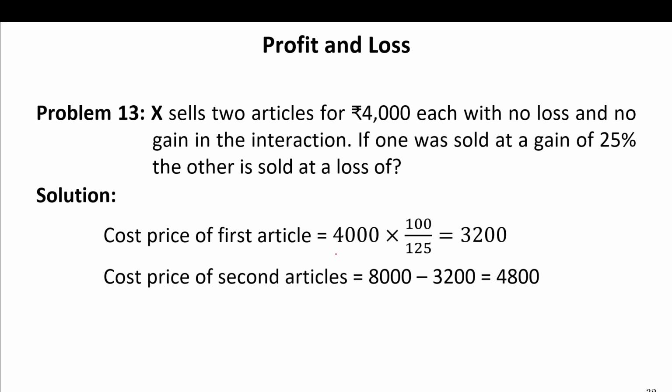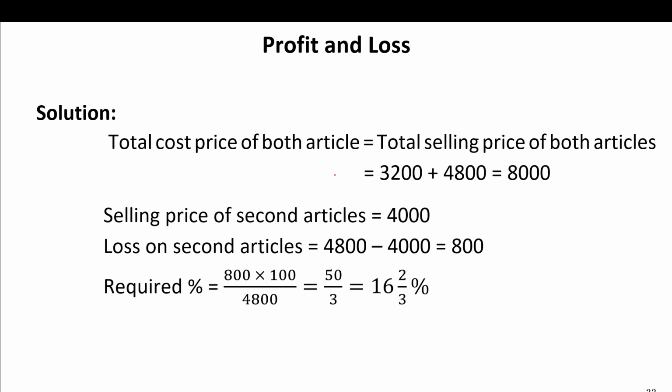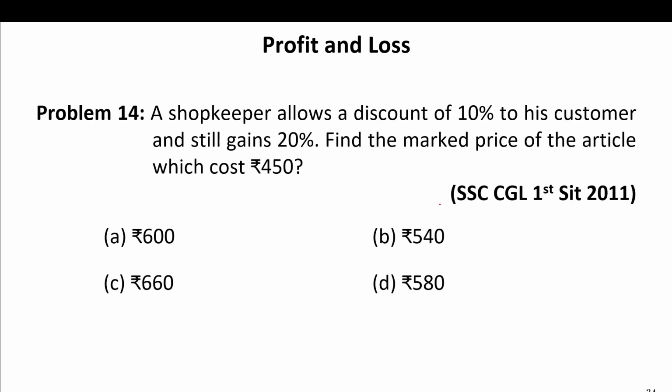So let's see. So cost price of the first article is 4,000 into 100 whole by 125, which is equal to 3,200. So cost price of the second article is equal to 8,000 minus 3,200 is equal to 4,800. So total cost price of both articles will be. So let's see problem number 14.